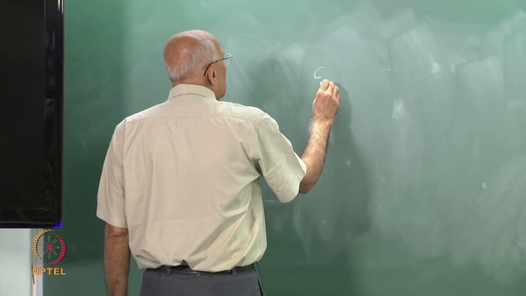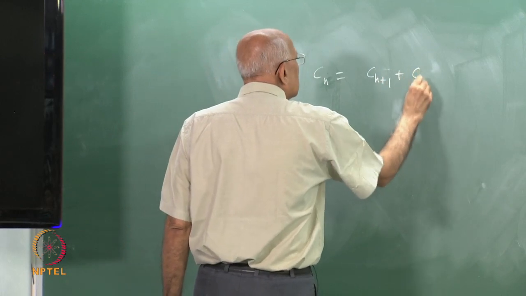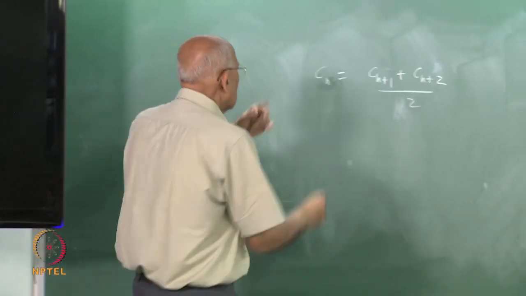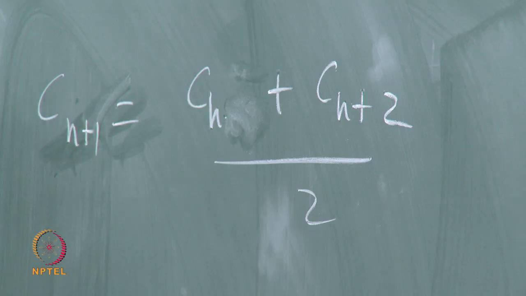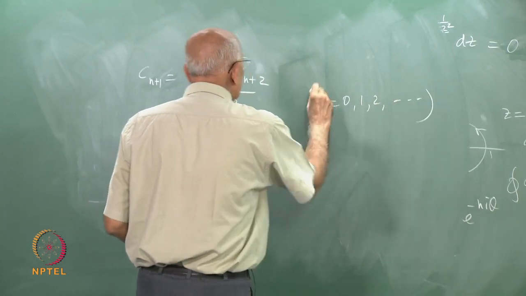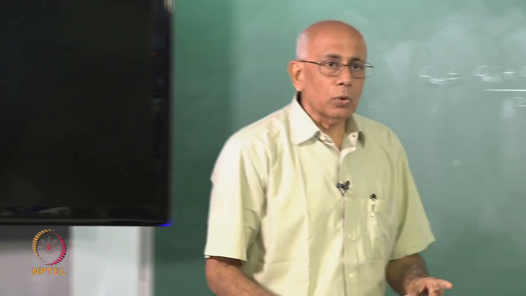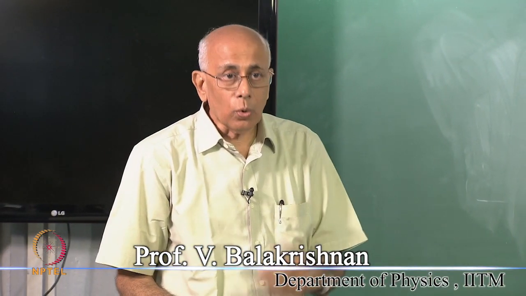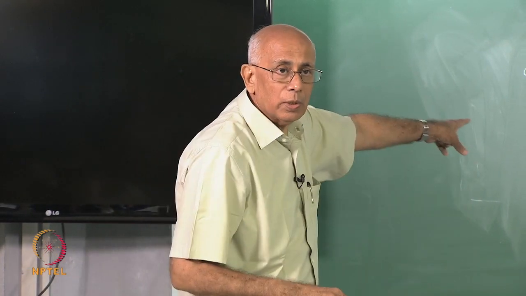Let us suppose Cn plus 1 equals Cn plus Cn plus 2 divided by 2, the arithmetic mean of Cn and Cn plus 2. N is 0, 1, 2, 3, etc. It is a second order difference equation. So to solve it uniquely, I need to specify some initial values. In this case I need to specify two coefficients, C0 and C1, and then the rest of them are all determined by using this recursion relation.